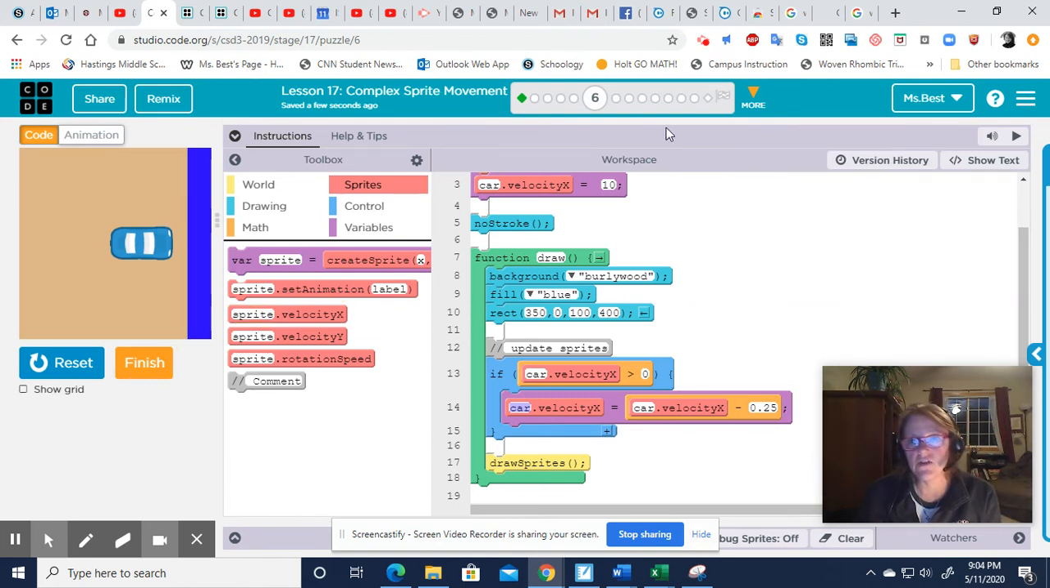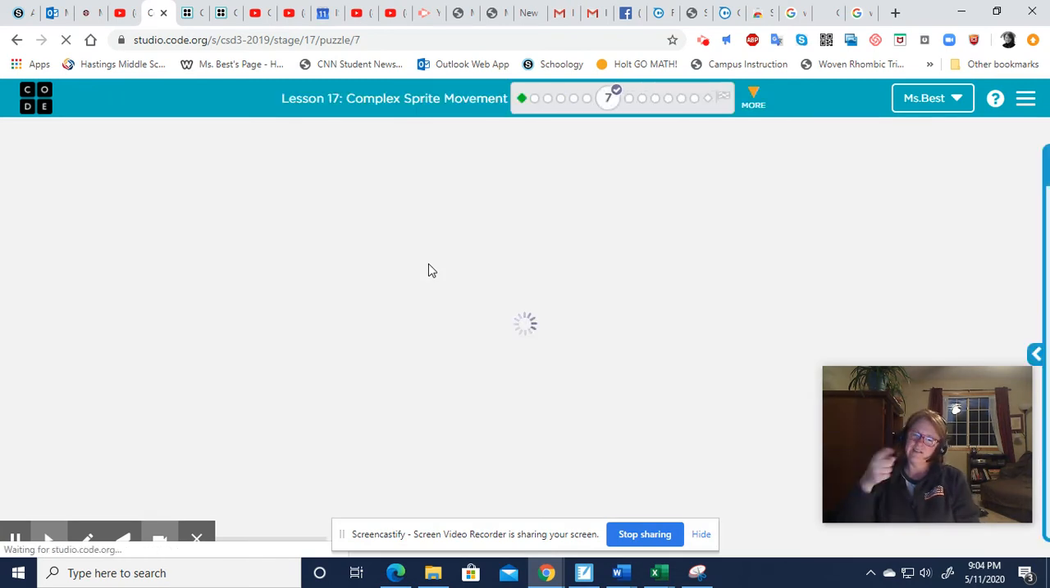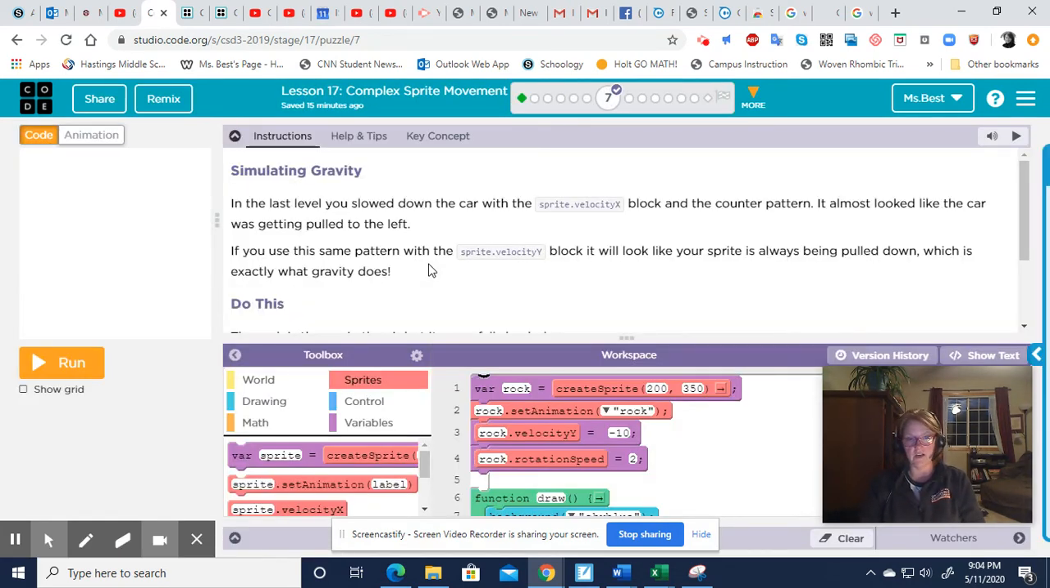Perfect. Hit finish when you're done with that. And then let's conquer this last one. Here's a checkpoint at number 7. All right, we slowed down the car with sprite velocity x. Okay, it almost looked like the car was getting pulled to the left. Did it? I don't know. If you use the same pattern with sprite velocity y, it will look like your sprite is getting pulled to the left. Okay, meaning it's getting slowed down. Now I understand. If you use it with the velocity y block, it'll look like it is always being pulled down, which is kind of what gravity does.